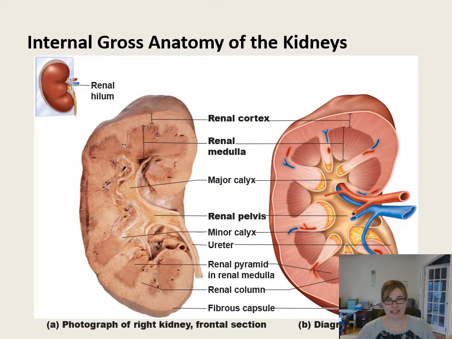All right, so here's just another diagram, same one that's on 977, but this time it's labeled for you. So we have our renal cortex, renal medulla, we have our major calyx, minor calyx, renal pelvis, ureter, pyramids and columns, and then our fibrous capsule.